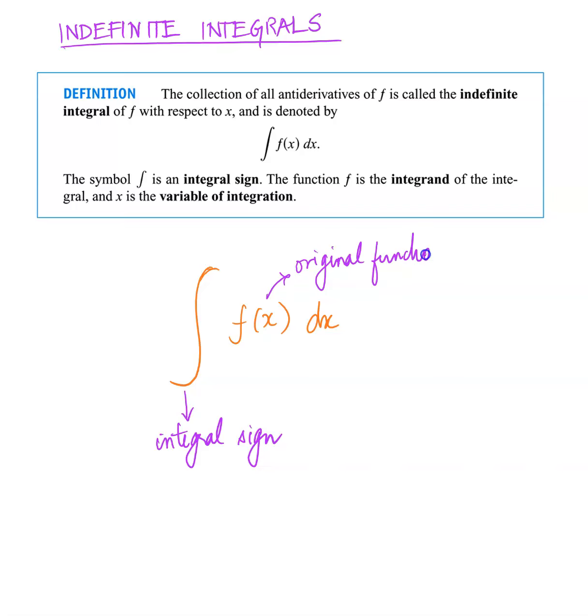and it's called the integrand. Integrand is anything that goes inside the integral, just like the radicand. Radicand is anything that goes under the radical sign. So that's the name here, integrand. And this dx, x is the variable of integration.